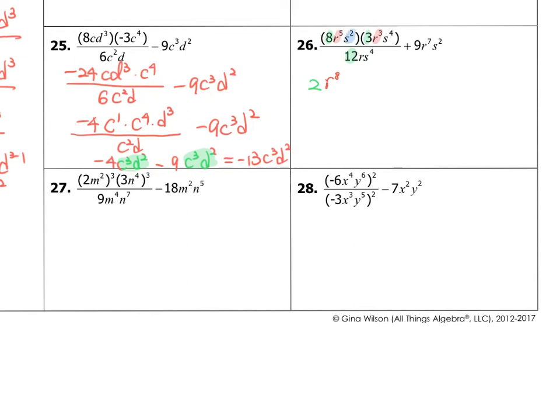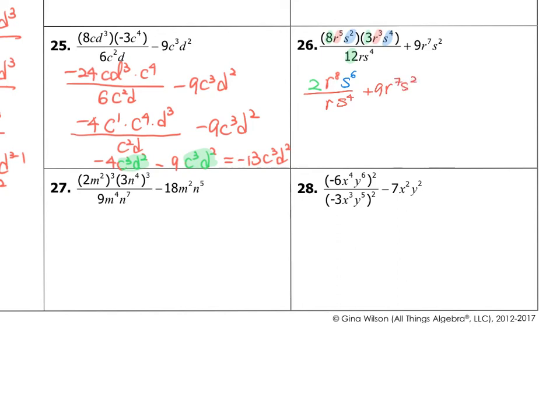Now, if I have s squared and s raised to the 4th, same base, I add exponents together, 2 plus 4 is 6. See how I'm doing all of that? And then I already used the 12, I keep this r s to the 4th. Now, bring down the rest of it.